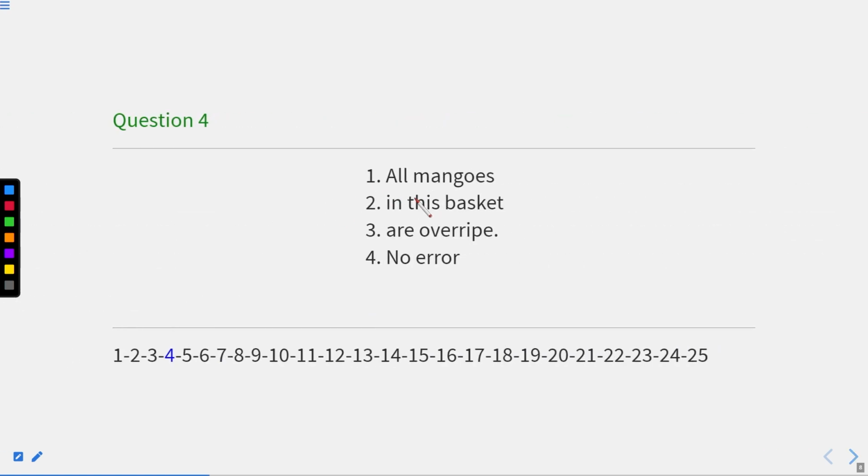Question number 4. All mangoes in this basket are overripe. It means we are talking about the mangoes which are kept in this basket. It means we are relating these mangoes with the basket. Also, I'm saying all mangoes. Now, if I say all people, no, that is not correct. All the people. After all, we generally use the, and after that we use a plural noun. Okay. So here we need to write all the mangoes. Then the sentence will be correct.